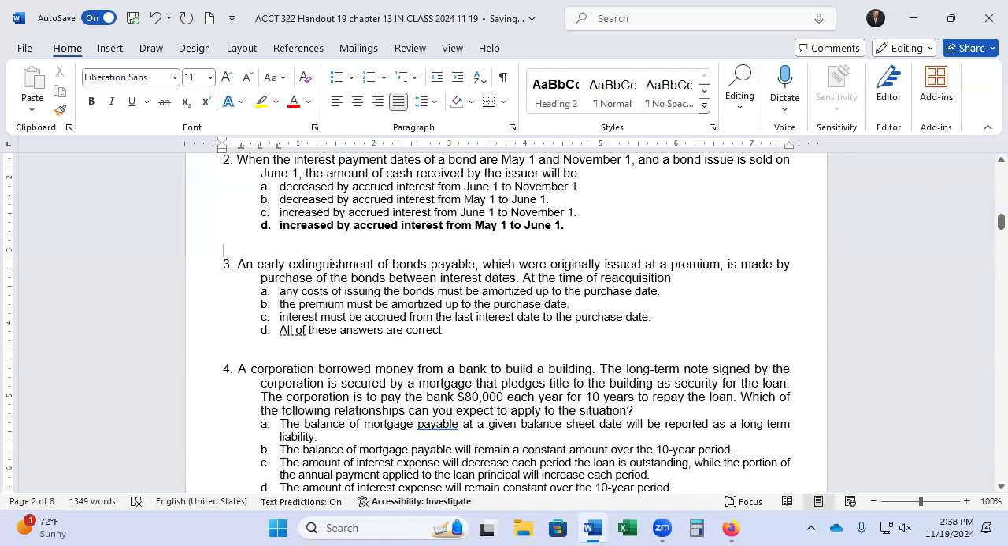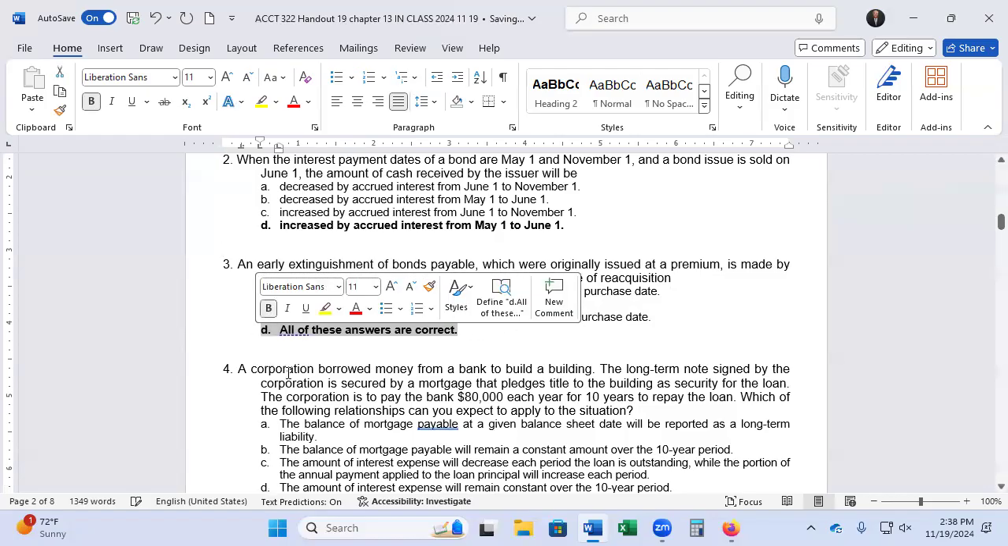An early extinguishment of bonds payable, which were originally issued at a premium, is made by purchasing the bonds between interest dates. At the time of reacquisition, any costs issued in the bonds must be amortized up to purchase date. That's true. The premium must be amortized up to the purchase date. That's true. And interest must be accrued from the latest interest date. So the answer is D.